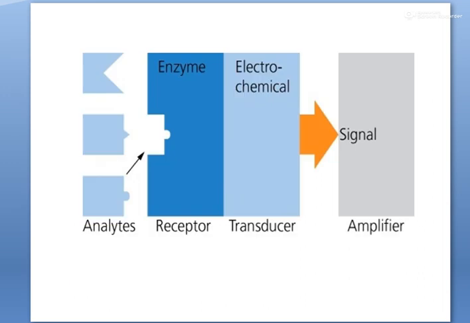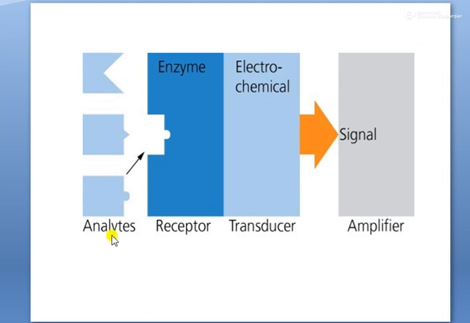Next, see the schematic diagram of an enzyme-based biosensor. As you can see in this picture, there is an enzyme attached to the transducer, and this enzyme plays its role as the biomolecule or biological material. This enzyme has an active site. This blank space is the active site, which is for the substrate or analyte.